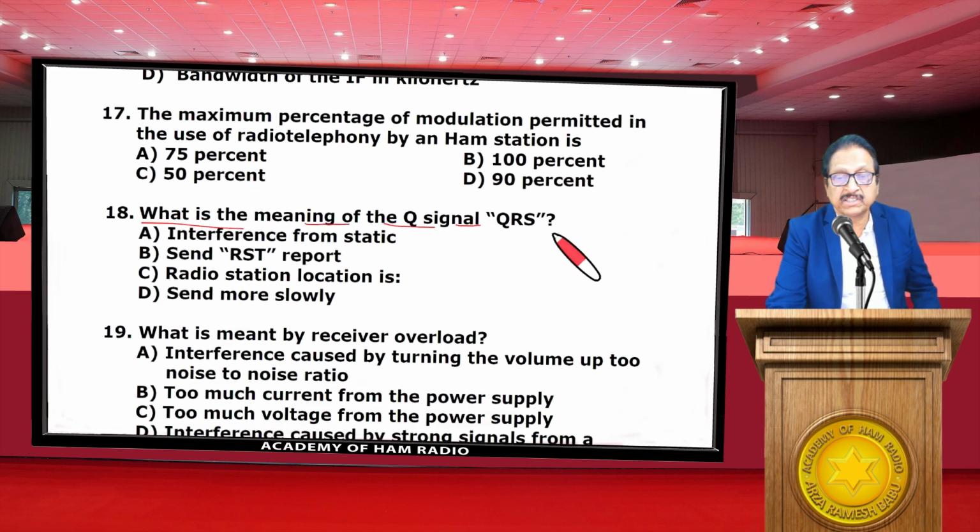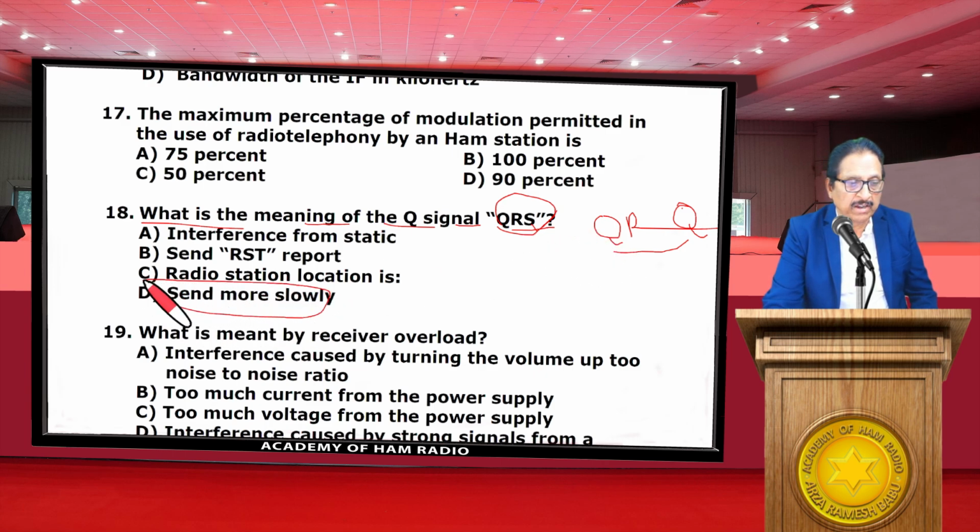What is the meaning of the signal QRS? QRS means send slowly, send more slowly. So easily you can recognize. S means slow. Suppose if it is QRQ in these codes, you can remember like this: quick. Shall I send faster, quicker? Q means quick. Like this you can remember. So here the answer is send more slowly. Delta is the right option.